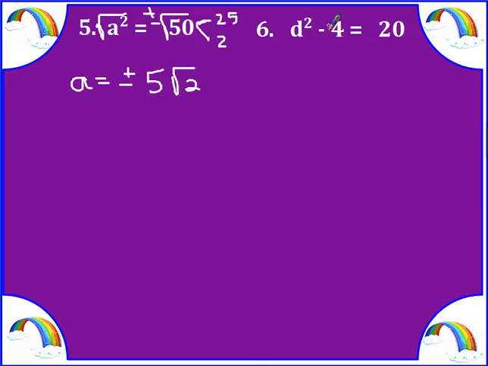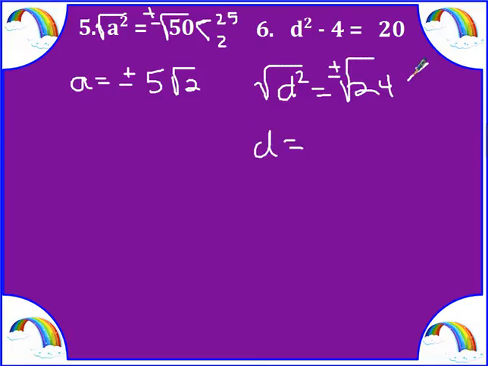Number 6, we're going to add 4 to both sides, giving me d squared is equal to 24. Take the square root of both sides. We have positive and negative the square root of 24. This can factor into 4 times 6, and we have positive and negative 2 root 6. So those are our two roots.